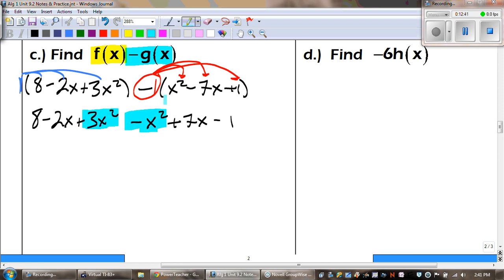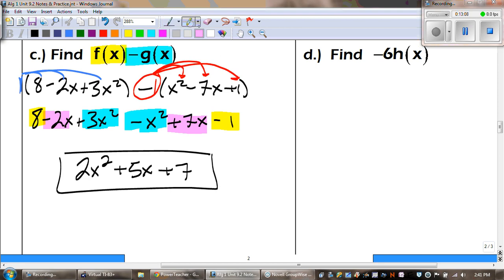And then we do the same thing. We have to combine our like terms. So when we're combining our blue, the 3x squared minus x squared gives us 2x squared. The pink, negative 2x plus 7x is a positive 5x. And then 8 minus 1 is a positive 7. Once again, if you want to see the colors of how we got everything, that's what we combined.